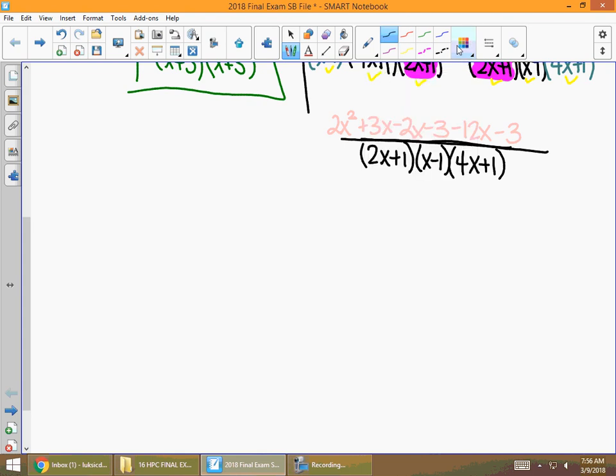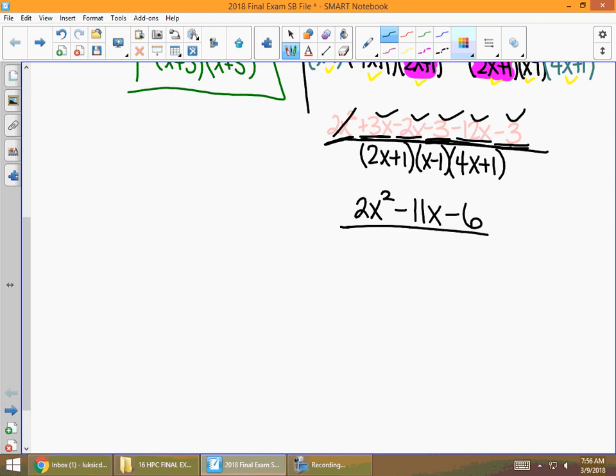Okay, now we're going to combine like terms. My 2x squared doesn't have any like terms. I have 3x, and 3x minus 2x is 1x. Minus 12x, negative 11x. And negative 3 minus 3 is negative 6. So I took care of all of those. And now let's see if we can factor the numerator.